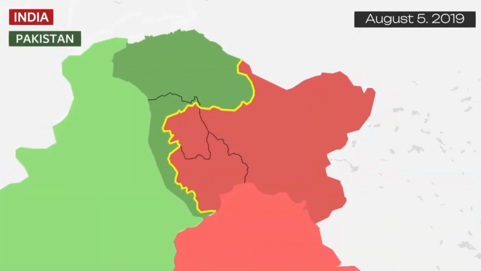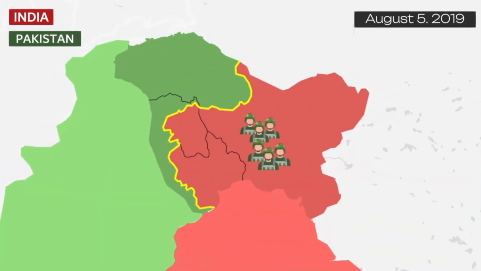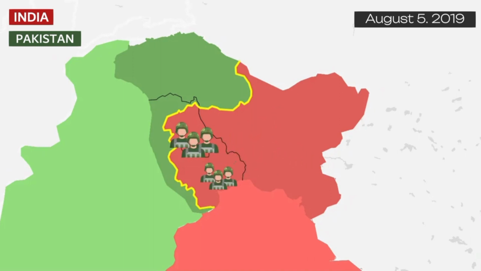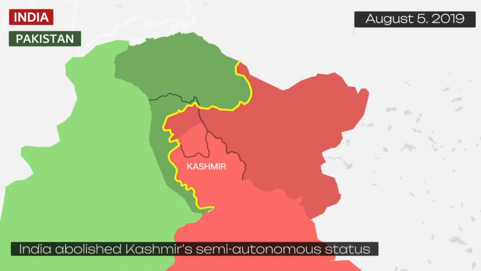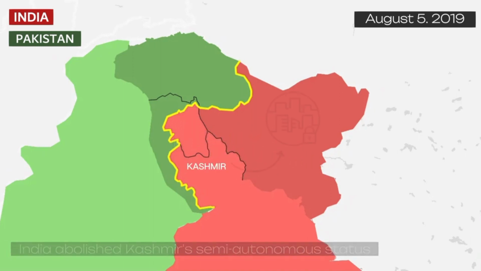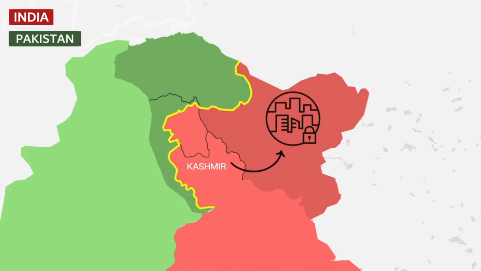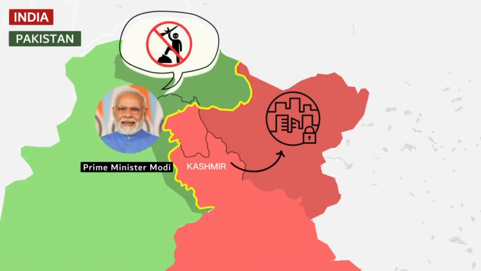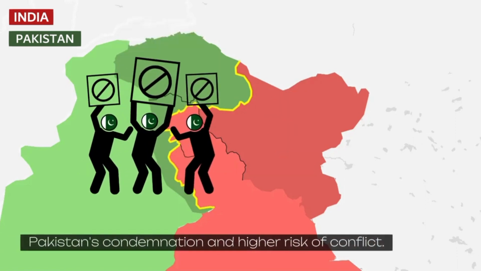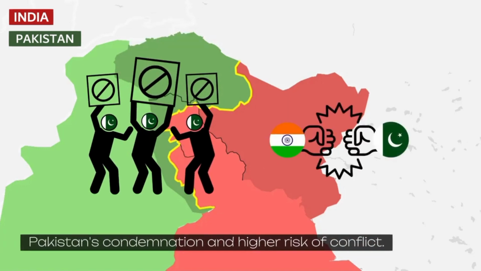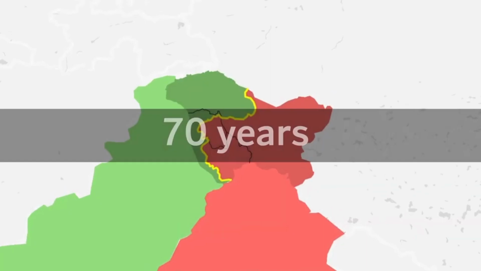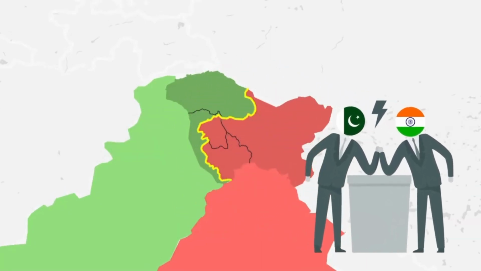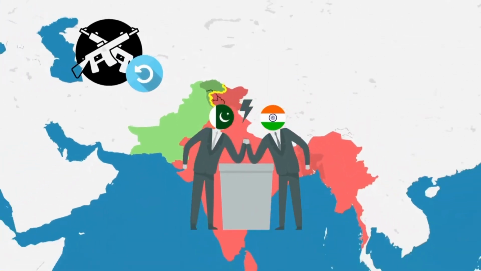On August 5, 2019, after deploying tens of thousands of additional troops and paramilitary forces to the region, India abolished Kashmir's semi-autonomous status and kept India-administered Kashmir under lockdown, a move that, according to Indian Prime Minister Modi, aimed at curbing insurgency and terrorism. However, the move once again prompted Pakistan's protests and condemnation, heightening the risk of conflict between the two nations. For more than 70 years, the tension between India and Pakistan over the disputed Kashmir region has never cooled down, sparking a repeated cycle of violence.